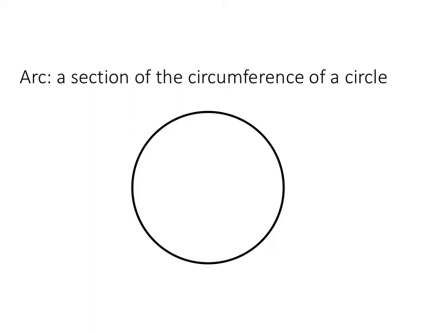Our first new definition for today, an arc. An arc is a section of the circumference of a circle. Circumference shouldn't be a new word to us, but if it is, remember circumference of a circle is just the distance around the outside. So if I take a section of the outside of a circle, I call it an arc. As an example, if I go from point A here to point B there, I can look at this and call it an arc.